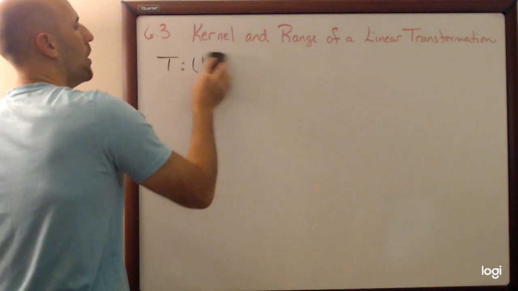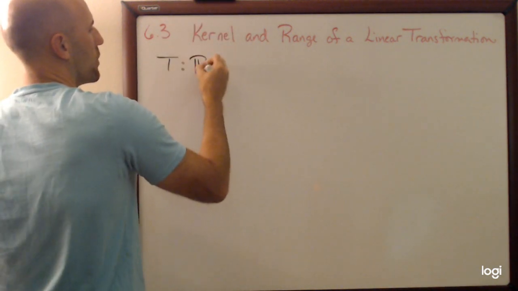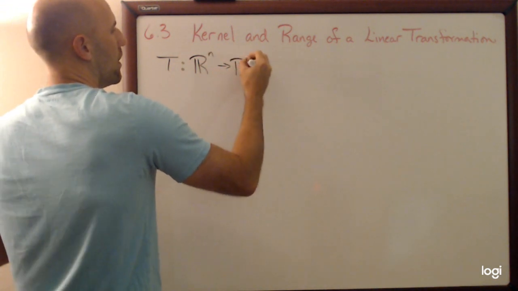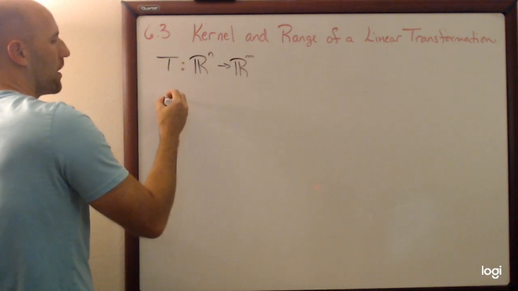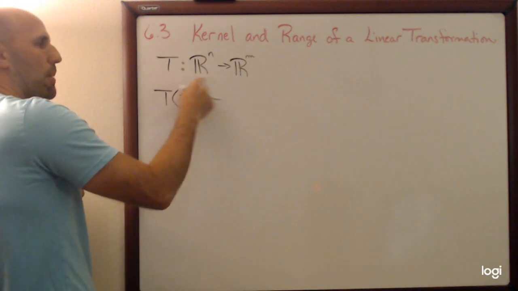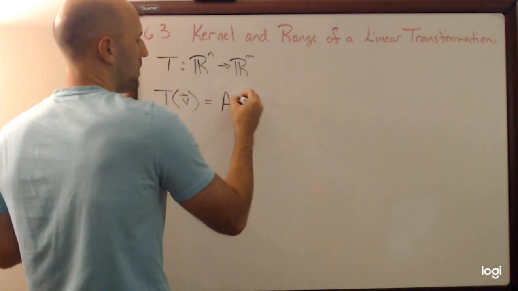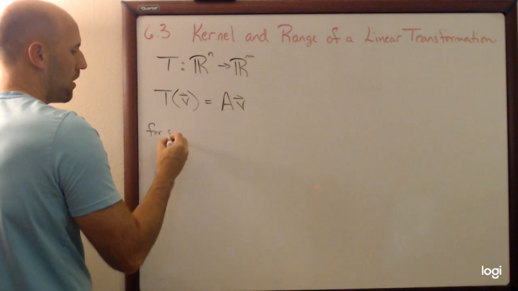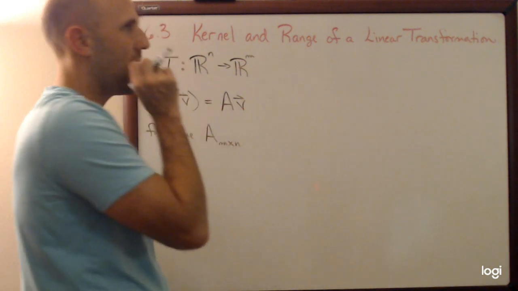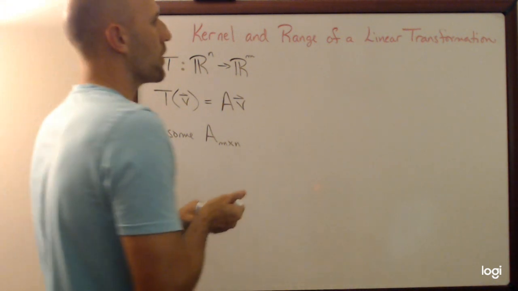Okay, so suppose that I have a linear transformation T, which maps Rⁿ to Rᵐ, and so we define the action of T on some vector v that I pulled out of Rⁿ to be equal to A times v for some matrix A, which is an m by n matrix. Again, maybe a concrete example here.